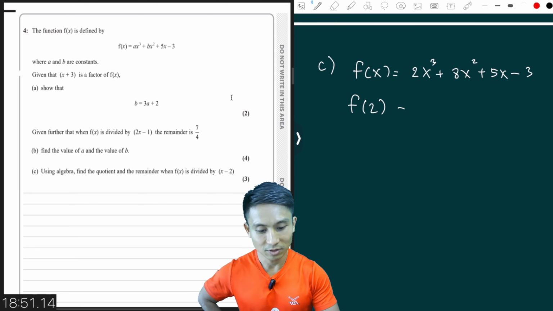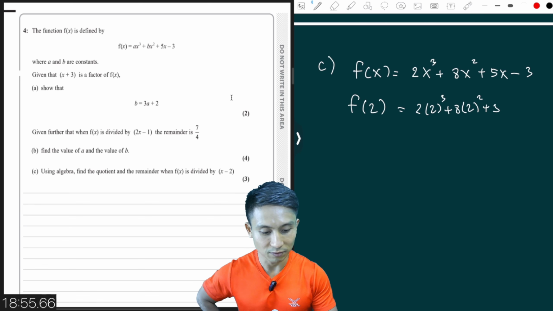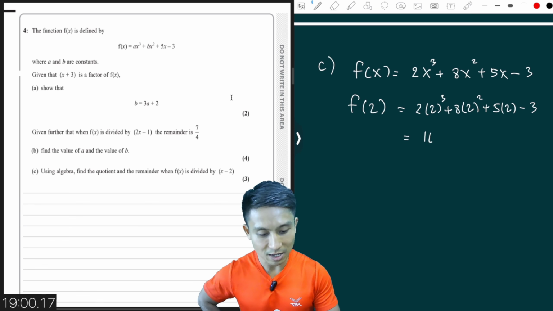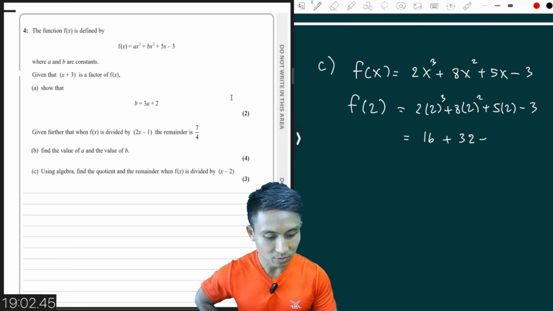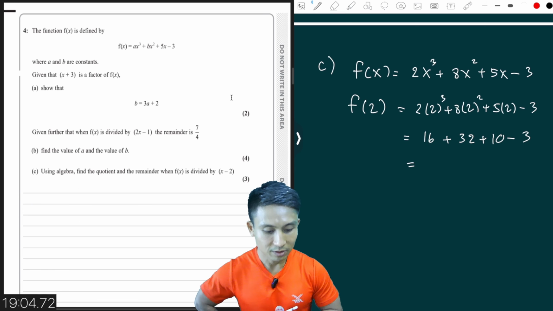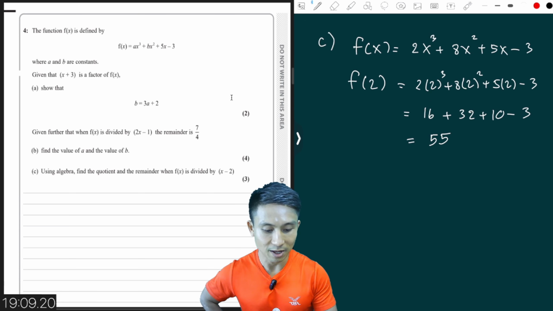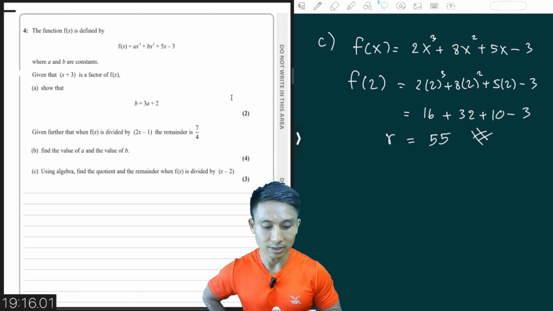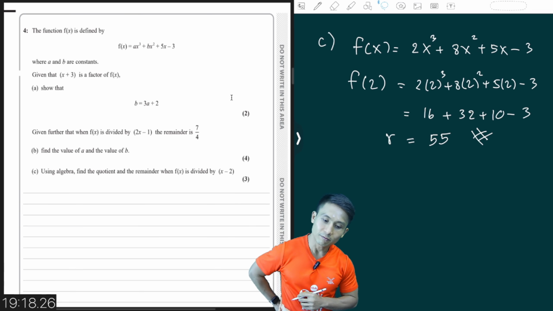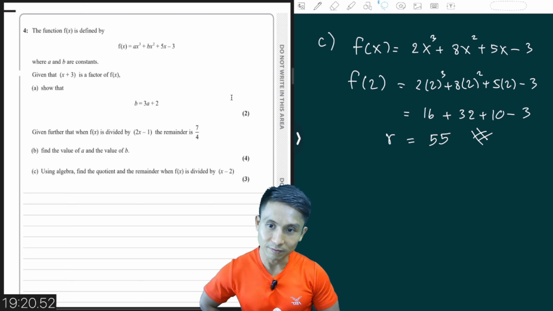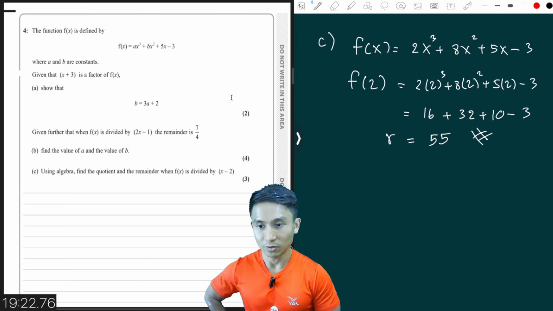So f(2) is 2 times 2 to the 3 plus 8 times 2 to the 2 plus 5 times 2 minus 3. So that's 16 plus 32 plus 10 minus 3. So 48 plus 10 is 58, so 55, yeah? That's the remainder there. Our remainder is that. 48, 58, 55, yep. Okay.